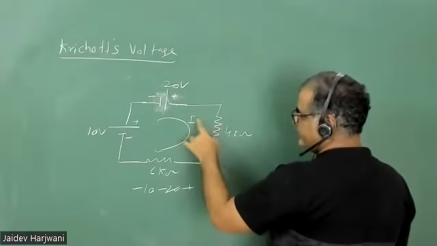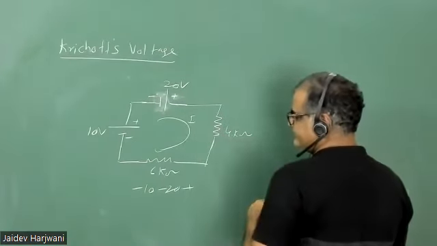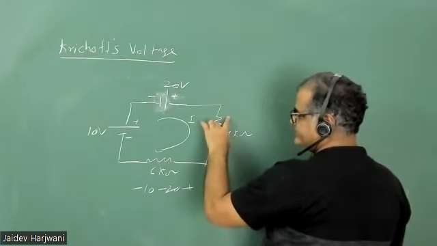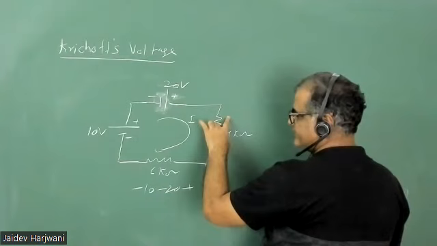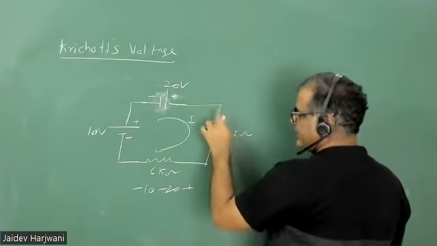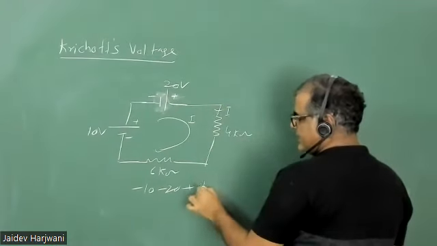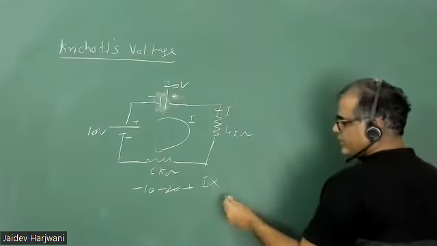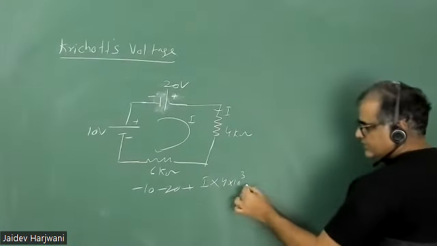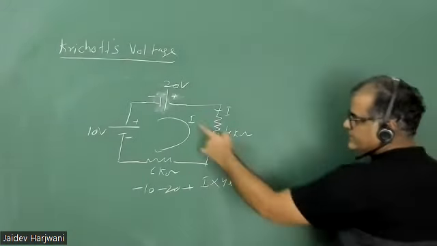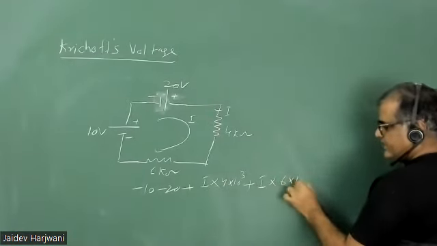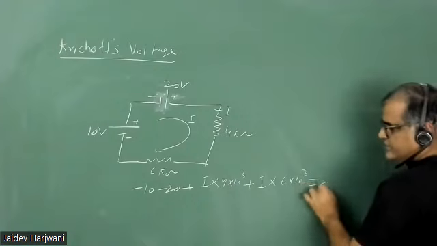So what is the voltage drop here? I into R, yes or no? Current flowing here is I, so I into 4 kilo ohm, that is 4 into 10 to the power 3. Similarly, this is 6 kilo ohm, current is the same I, so 6 into 10 to the power 3. Let it equal 0.